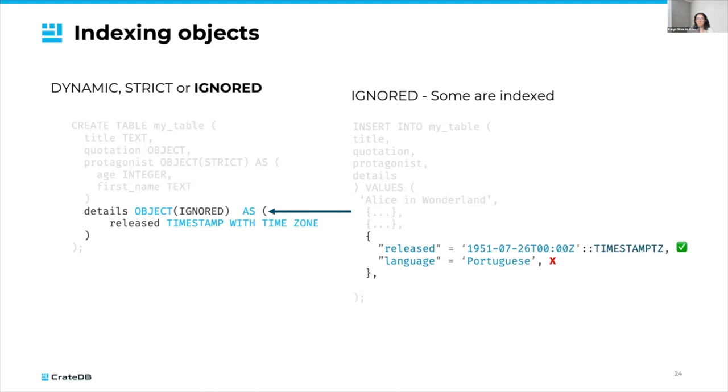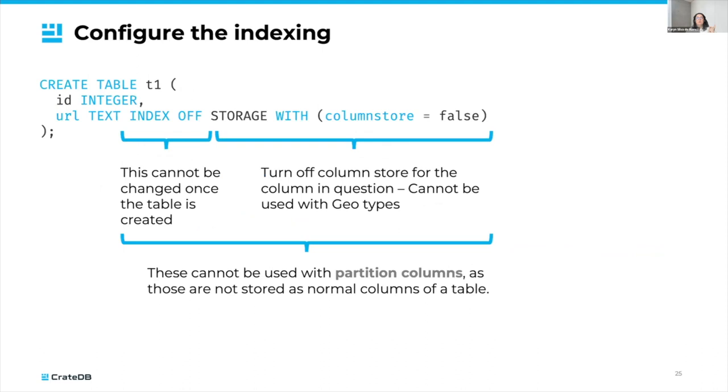Great. Okay, so now you understand how indexing looks, but how can we really configure it? There are two configurations when it comes to indexing. The first one is index off. You can apply that, but be careful with this, because you cannot change it once a table is created and populated. You cannot simply start indexing data once you have already populated a column that had index off. That's not how you should do it, so I urge you to be careful with this.